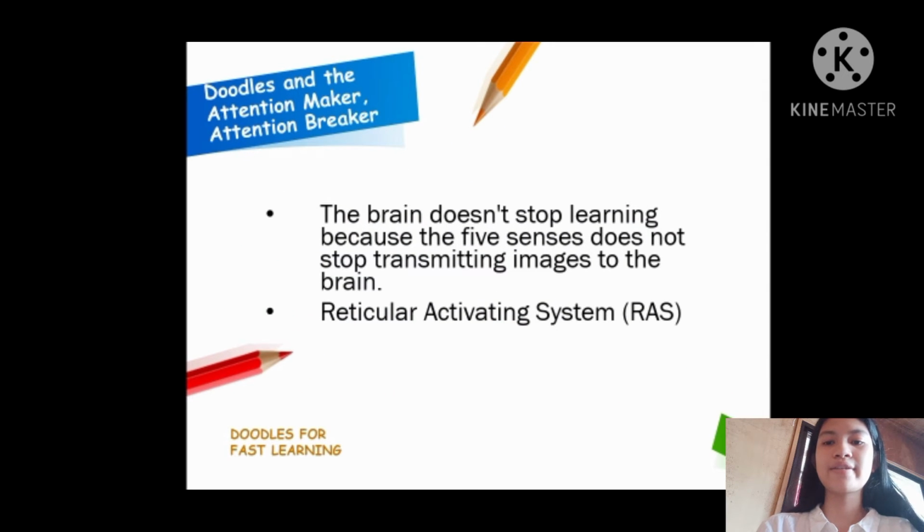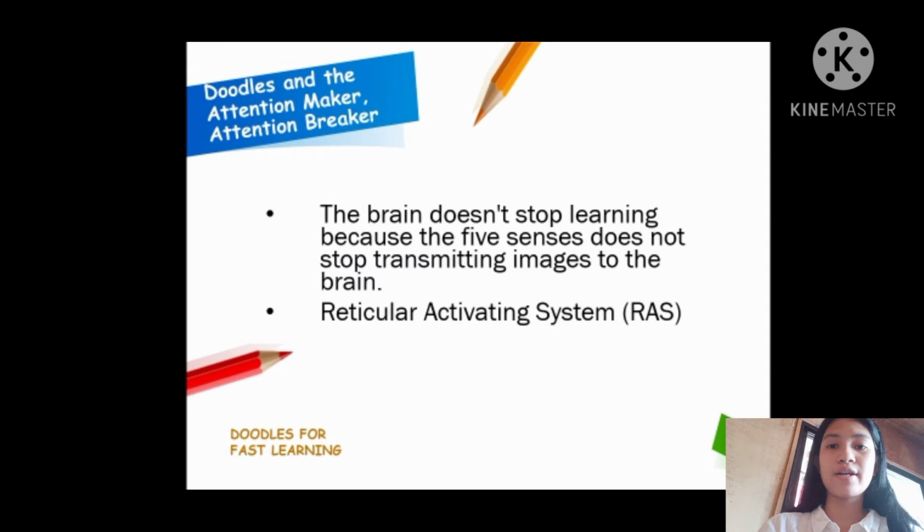Doodles and the attention maker, attention breaker. The brain doesn't stop learning because of the five senses. If the five senses keep on working, they do not stop transmitting images to the brain. And here is the reticular activating system, or the RAS. The power of imagery is correlated to the attention maker. The attention breaker is known as the reticular activating system, or RAS.